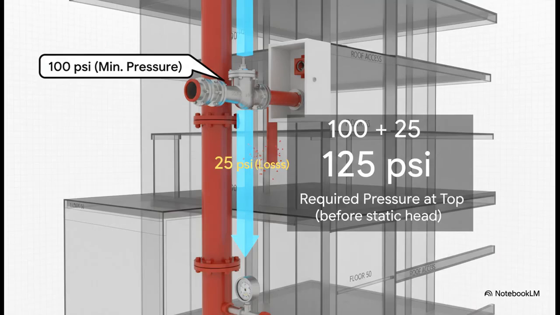So the core calculation here is pretty straightforward. We need 100 PSI at that highest hose valve, plus another 25 PSI to overcome all the friction losses. That gives us a target of 125 PSI. Now, the key thing to remember is this is the pressure the pump needs to deliver at the elevation of that top valve, and that's before we even add the static head needed just to lift the water that high.